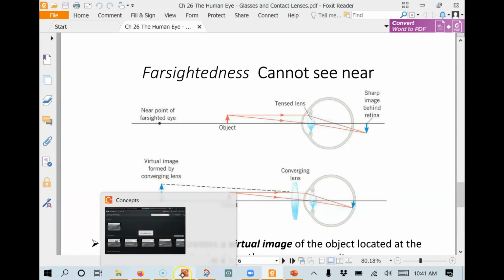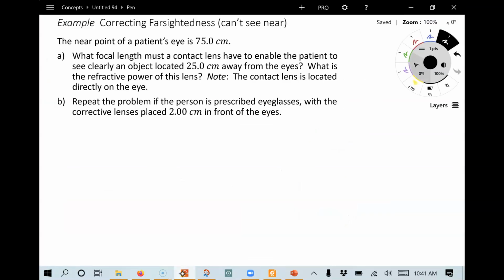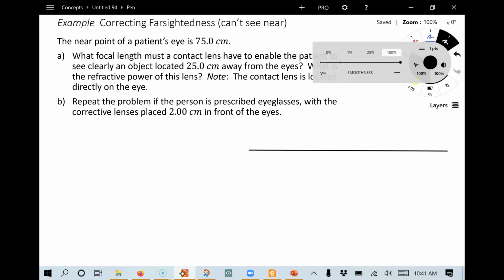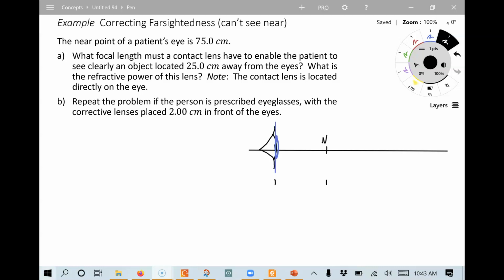All right, so how do we do this problem then? Well, we're always going to begin by drawing a principal axis. So let's go ahead and do that. And I'm going to start by just drawing the eye. So you've got your eyeball here. There it is. And right, it's kind of your pupil.